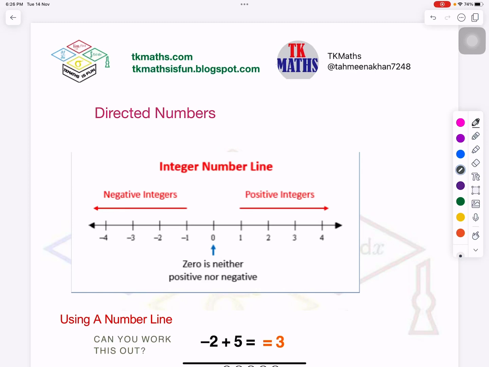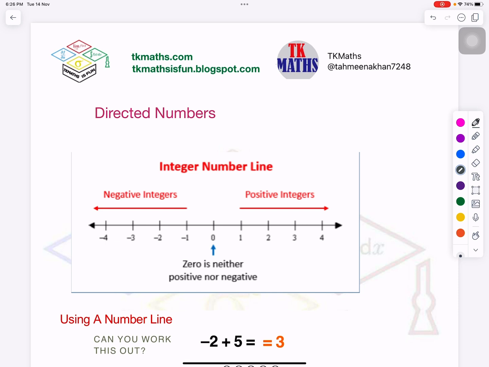In today's video for years 7 and 8, I am making this video on directed numbers. Now, directed number questions come in 3-4 ways. Number 1 is addition and subtraction of numbers, multiplication and division, word problems, or in a game form. So I have taken one example of each here.